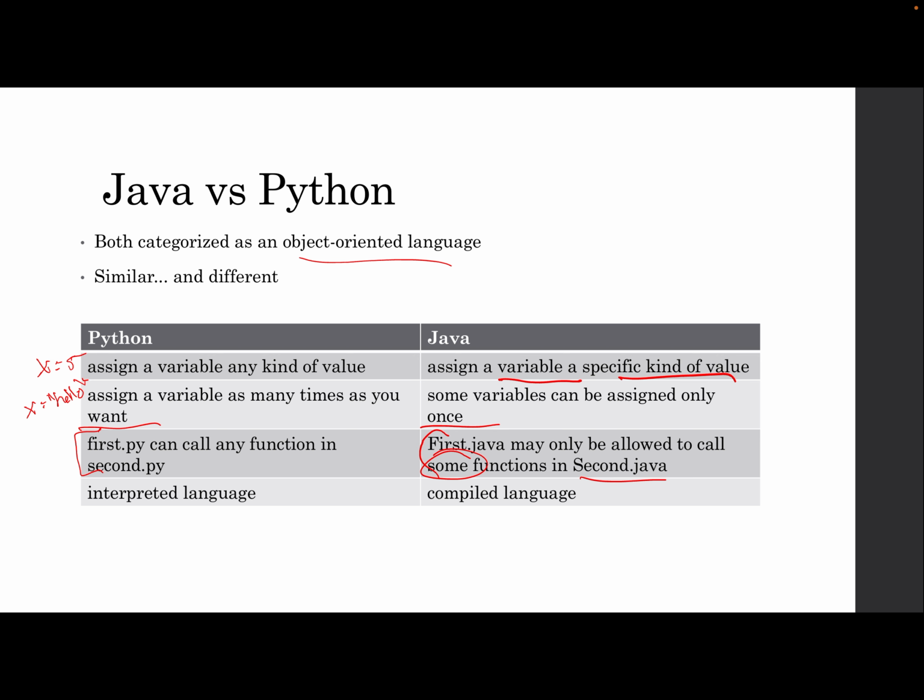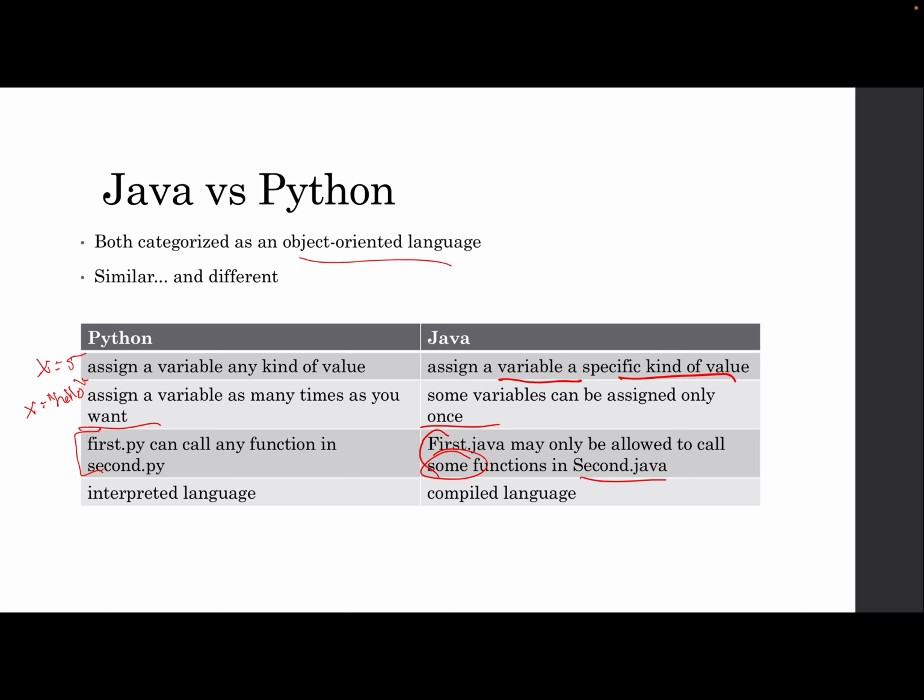This idea is going to turn out to be incredibly useful when we're building larger software systems, because when software grows to hundreds of thousands of lines or even millions of lines of code, controlling access becomes quite essential.